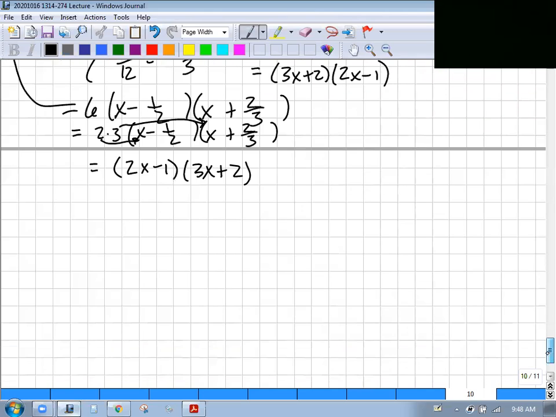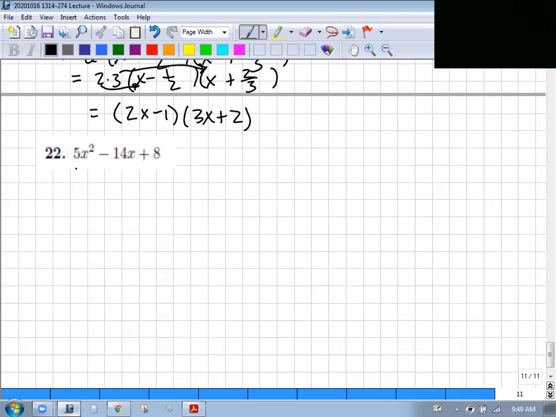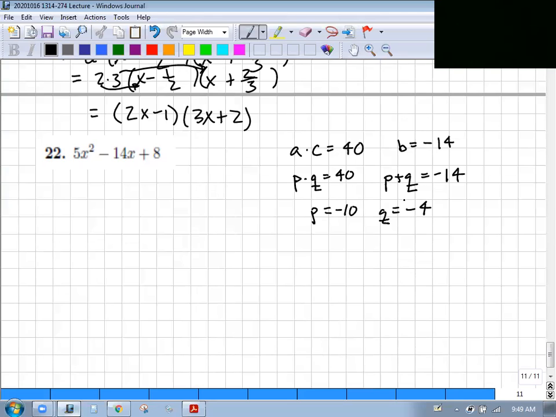So let's look at another one here. Let's see if this trick works, right? So we got a lot of numbers here. Our a and our c. A times c here is 8 times 5, which is 40. All right. B here is negative 14. So we're looking for a p and a q where their product is 40, but their sum is negative 14. So what about a 10 and a 4, right? 10 times 4 is 40. Well, we need a negative 10 and a negative 4, right? Because then we get 40, and they add to give us a negative 14.